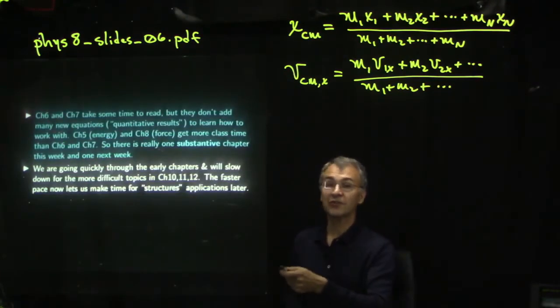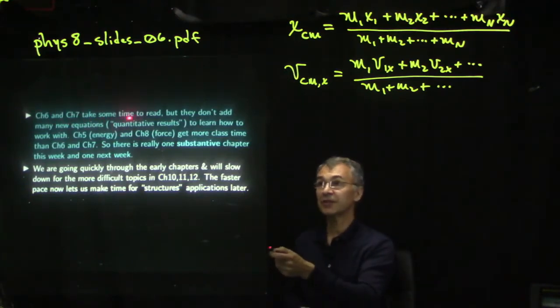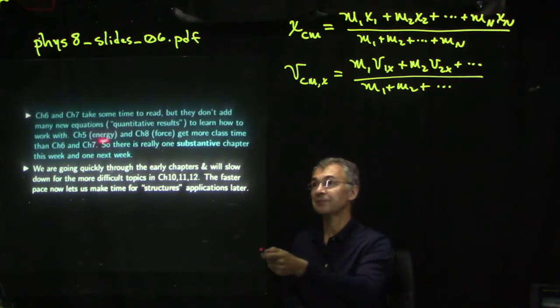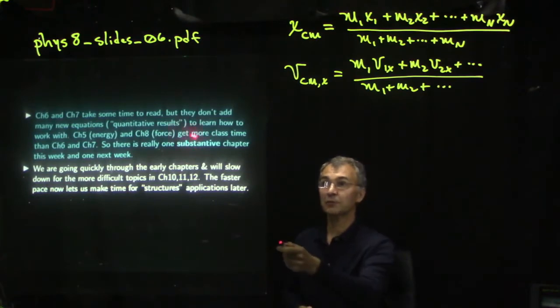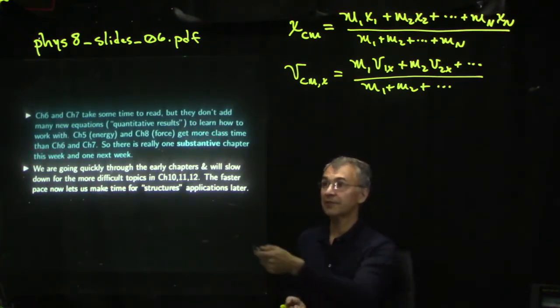So chapter 6 and chapter 7, if you go through the textbook, or maybe just skim through, especially the concepts part, they will take some time to read if you read them, but they actually add almost no new equations, so-called quantitative results. Chapter 5, energy, and chapter 8, force, will get a lot more lecture time and a lot more worksheet time than chapter 6 and chapter 7.